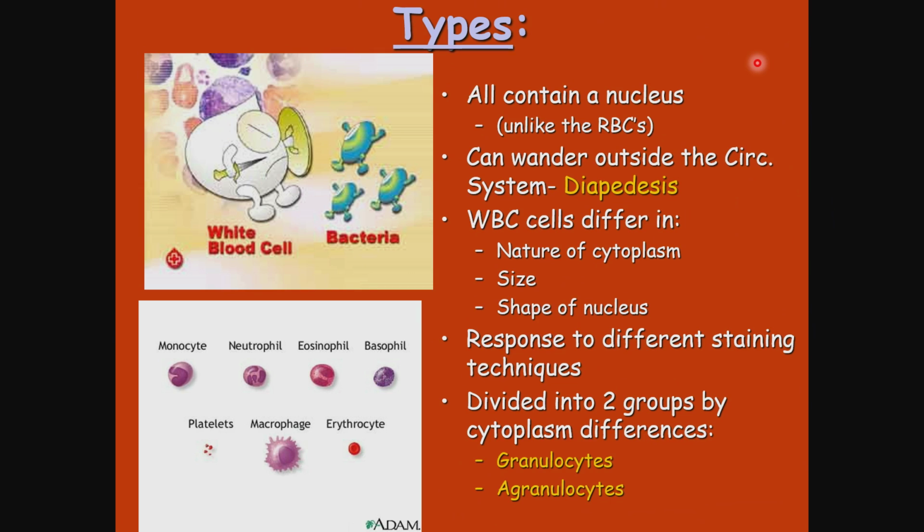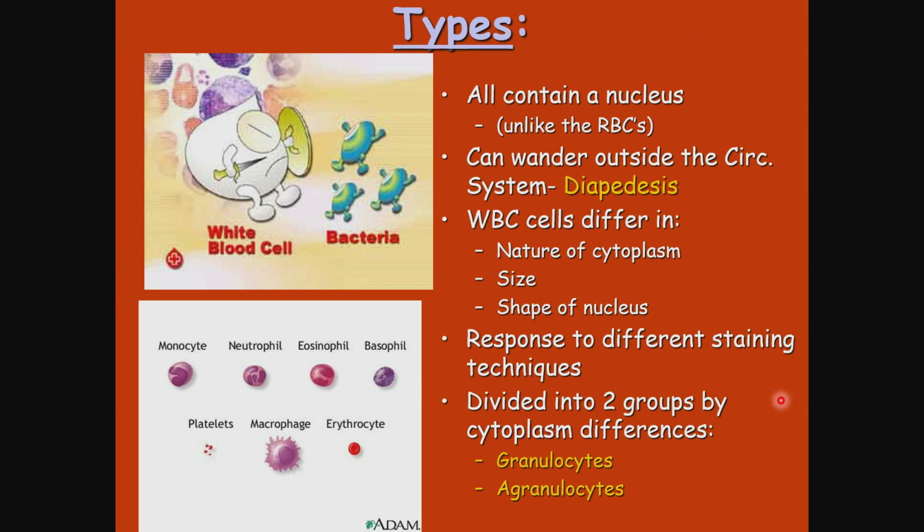What the white blood cell can do that makes them very special is they can wander outside of the circulatory system, and that's called diapedesis. White blood cells differ in their cytoplasm, their size, and the shape of the nucleus, and that's how you can tell which white blood cell you're looking at. They respond to different staining techniques, so they actually show up different colors under a microscope when you stain them.